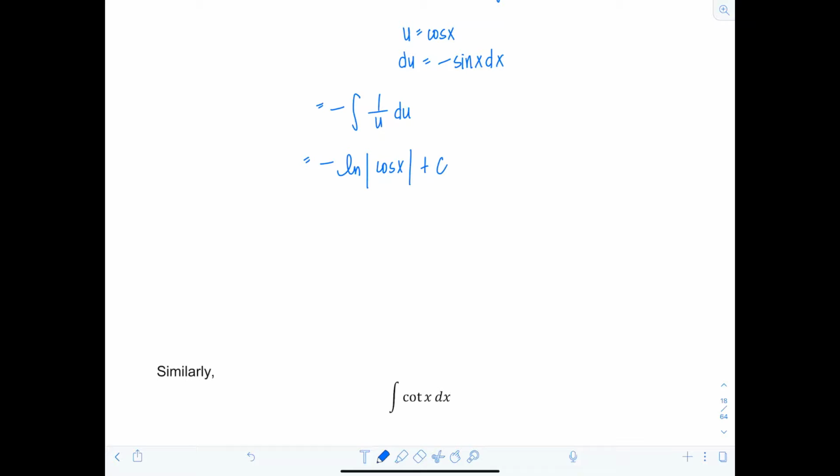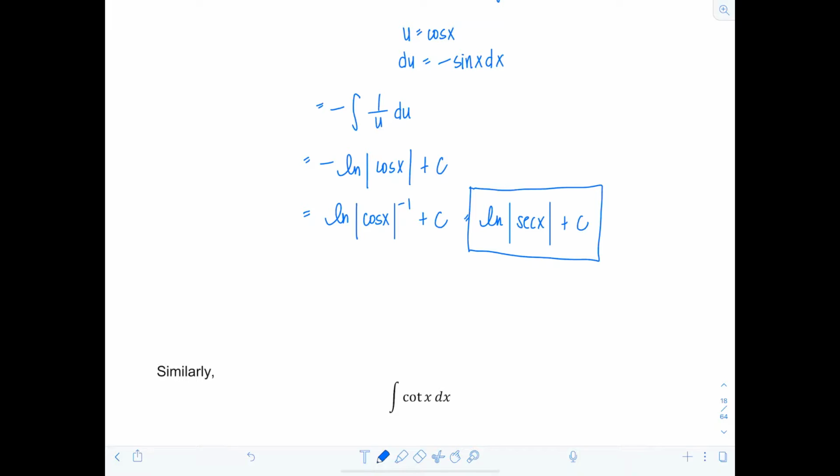And then snazzy little thing you can do using our logarithm properties, this is negative, but I'm going to move it to the exponent. So this is cosine of x absolute value raised to the negative first power plus c. And we know the reciprocal of cosine of x is secant x. So this is natural log absolute value secant x plus c. And that's preferred typically for a couple reasons. One, it's nice not to have that negative sitting out there. And also we've already seen that tangent and secant have such a nice relationship, right? They've been friends for a long time. We've got a Pythagorean identity with tangents and secants. Their derivatives involve one another. So let's just keep them together, okay? Don't break up the band.